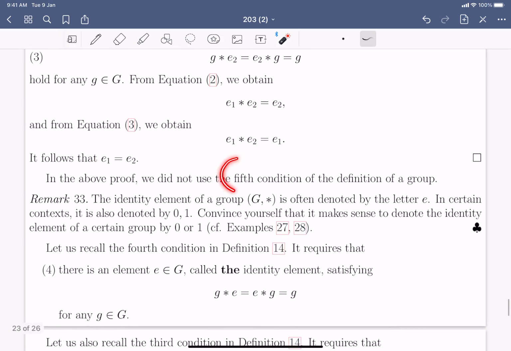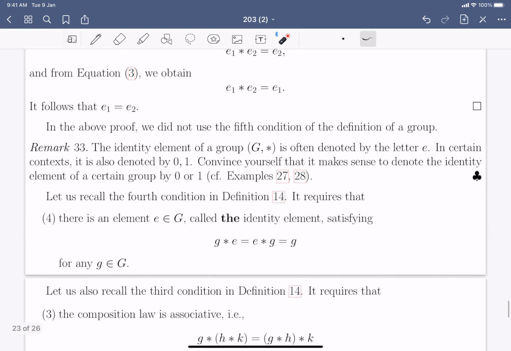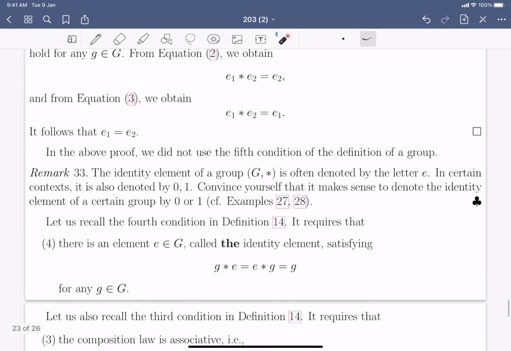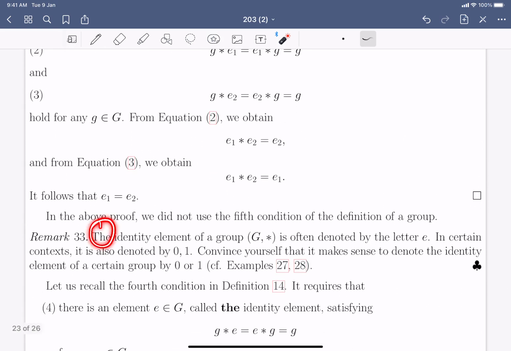Yeah, so now the time is to focus on the fifth condition, which talks about the inverse. We'll introduce the terminology in a moment. There is a certain convention that I'd like to introduce. It makes sense from now on to talk about the identity element, which is already there in the definition, but we need to confirm that the use of this article "the" makes sense.